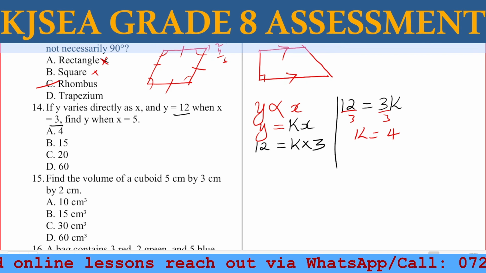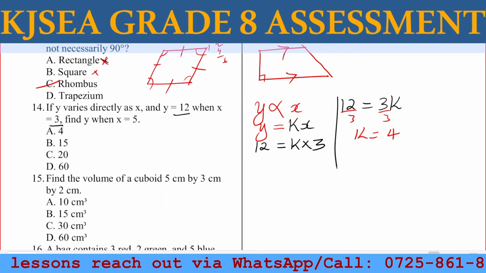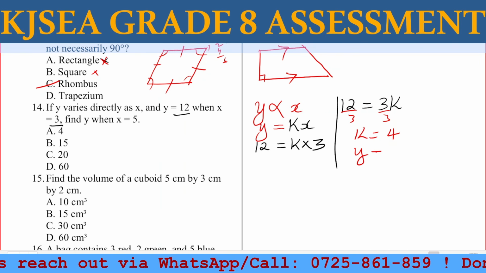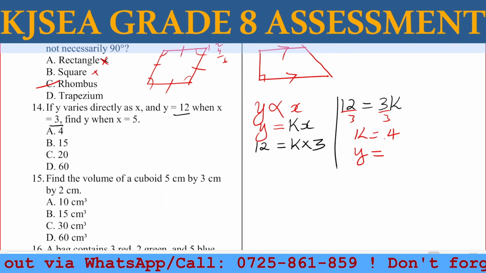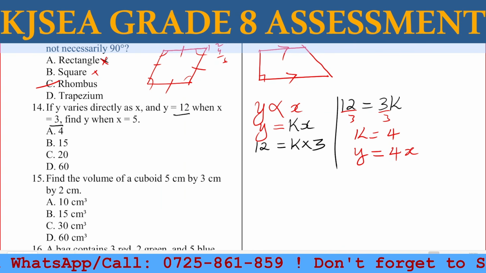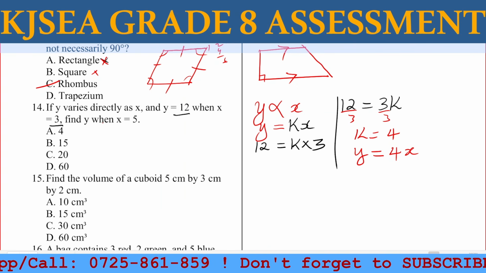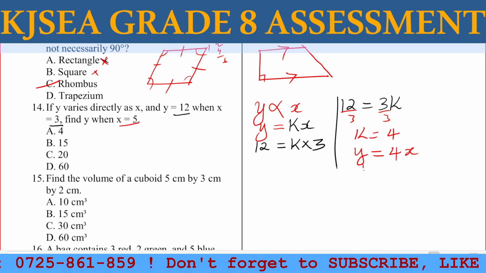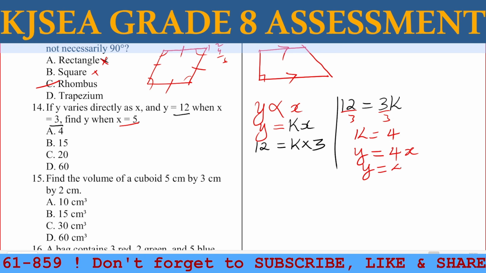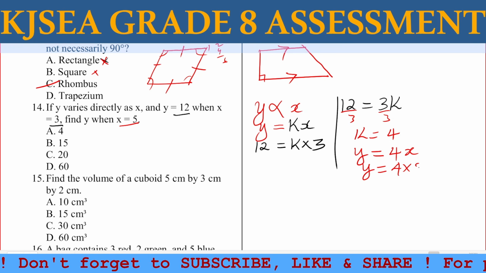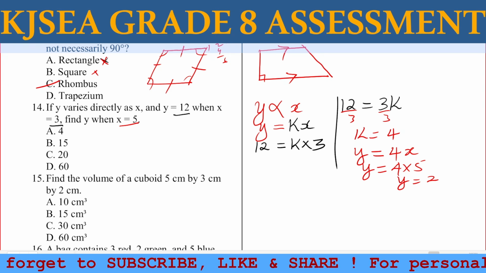Now, the connection between y and x becomes y is equal to k, which is 4, then x. So now find the value of y when x is 5. So y is equal to 4 times x. x is 5. So y will be 20.